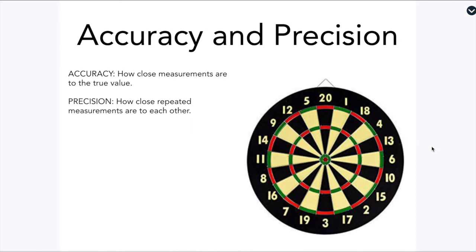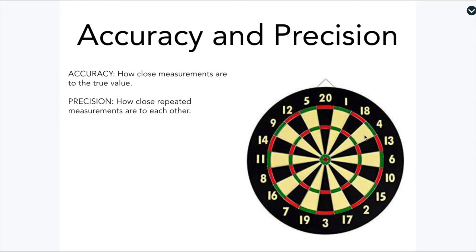All right, last thing we're going to talk about is accuracy and precision. These are really important terms in science, and a lot of people might think accuracy and precision, those are the same thing. They are related, but they are not the same. Accuracy is how close measurements are to the true value.